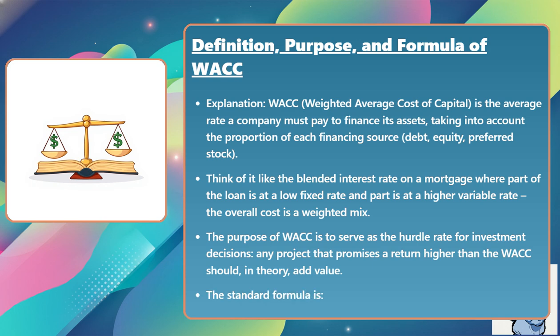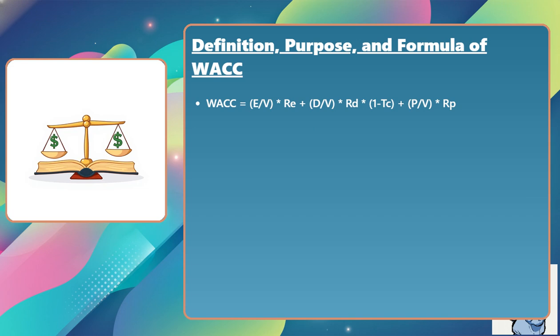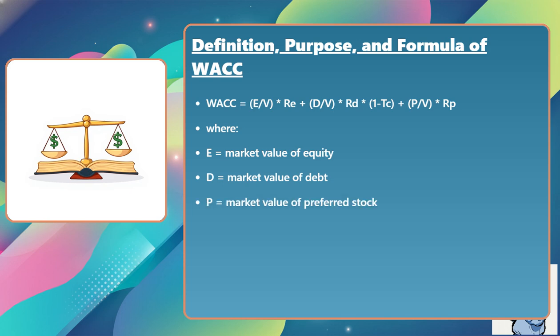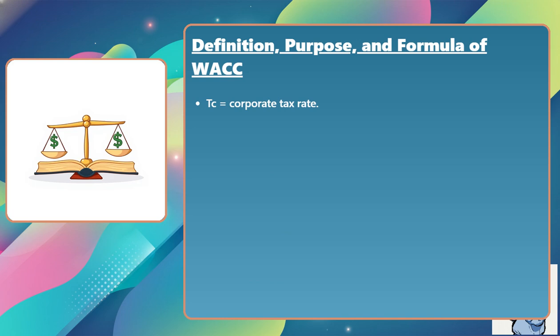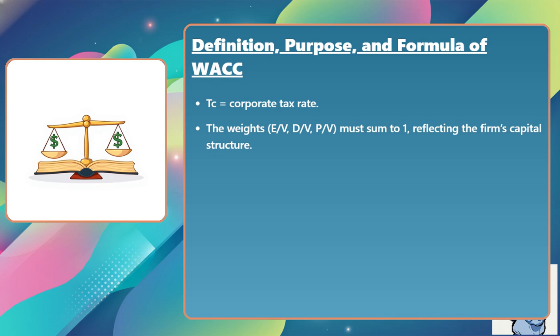The standard formula is WACC equals E over V times RE plus D over V times RD times 1 minus TC plus P over V times RP, where E equals market value of equity, D equals market value of debt, P equals market value of preferred stock, V equals E plus D plus P, total firm value, RE equals cost of equity, RD equals cost of debt pre-tax, RP equals cost of preferred stock, TC equals corporate tax rate. The weights E over V, D over V, P over V must sum to 1, reflecting the firm's capital structure.